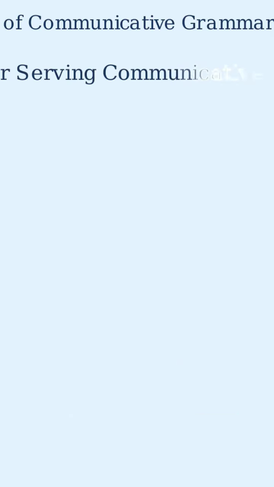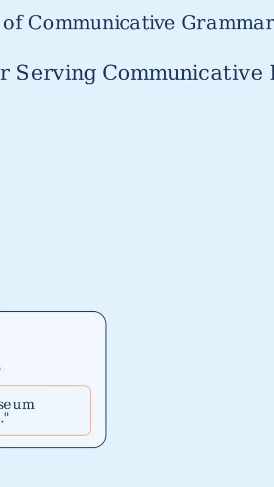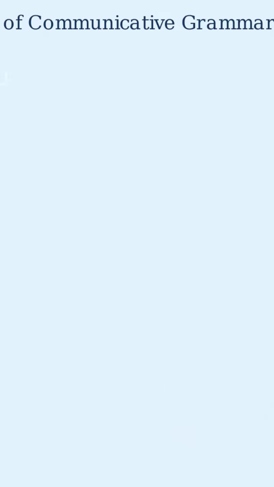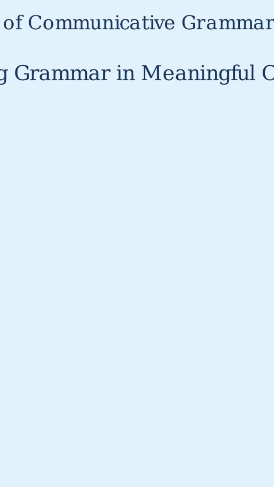Let's look at some examples of how different grammar points serve specific communicative purposes. The past tense serves the communicative purpose of telling stories and recounting experiences. Conditionals help us discuss possibilities and make plans based on different scenarios. Students learn grammar best when they see its practical application in meaningful contexts.